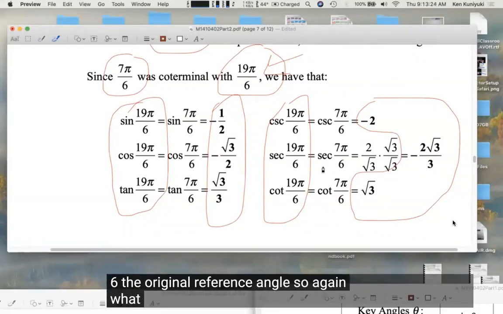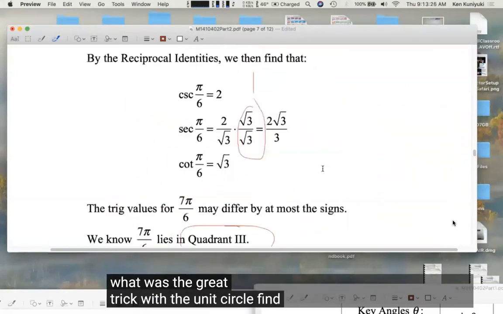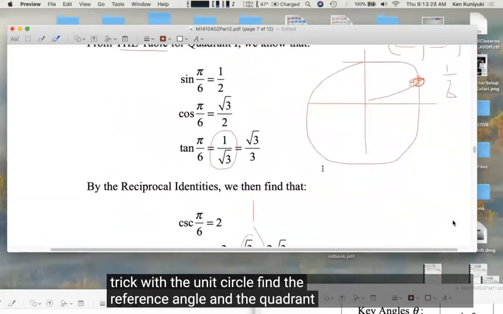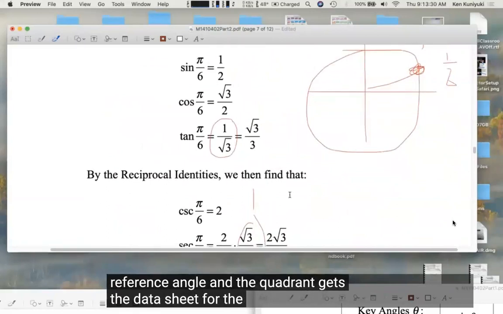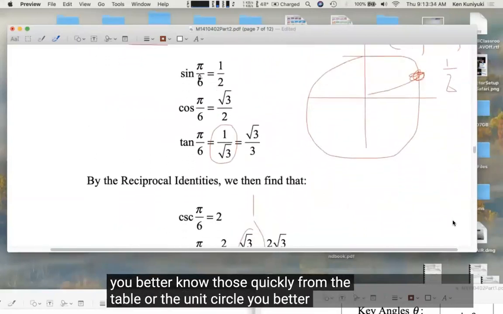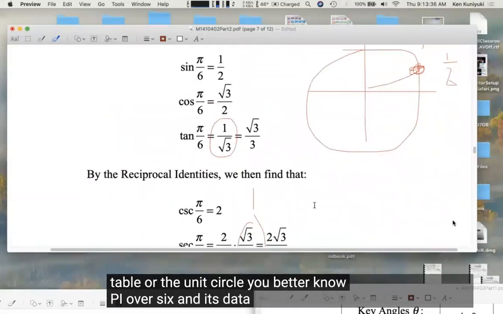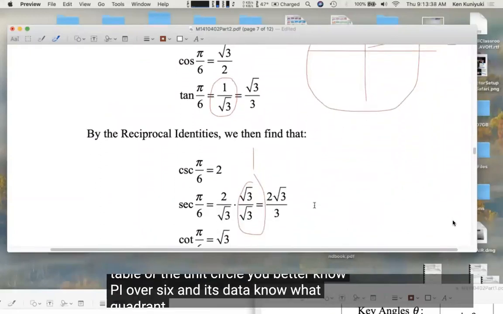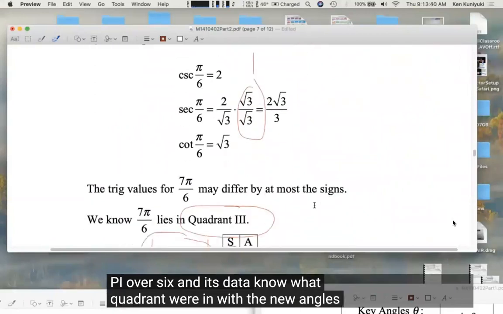So again, what was the great trick with the unit circle? Find the reference angle and the quadrant. Get the data sheet for the reference angle. You better know those quickly from the table or the unit circle. You better know pi over 6 and its data. Know what quadrant we're in with the new angles.